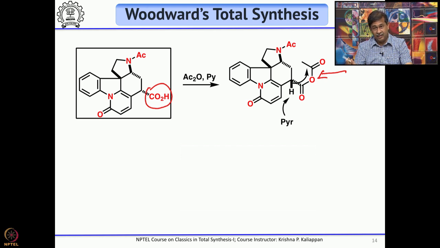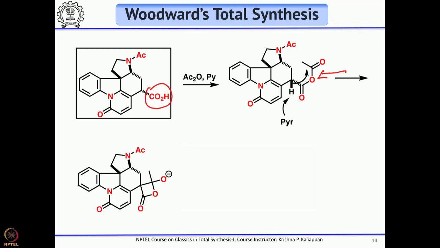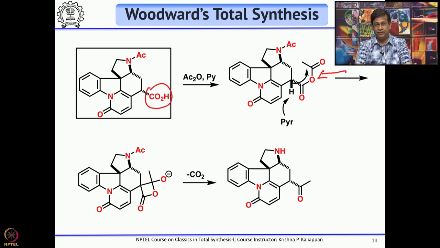acetyl carbonyl group. Basically when that happens, you get a 4-membered ring. The 4-membered ring, if you see, can undergo elimination of carbon dioxide, and when it happens, then you get the corresponding acetyl group. So this is what he wanted. He wanted the COCH3, that he did cleverly by treating with acetic anhydride and pyridine.